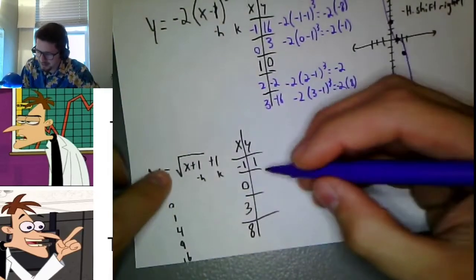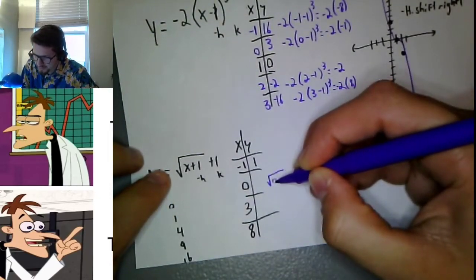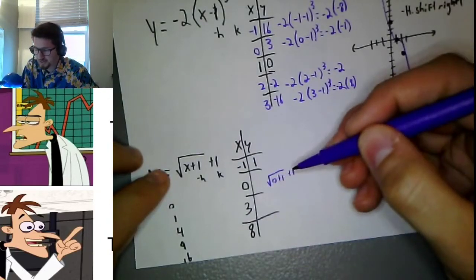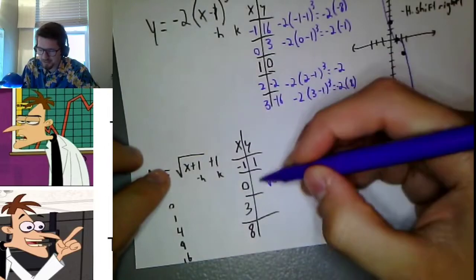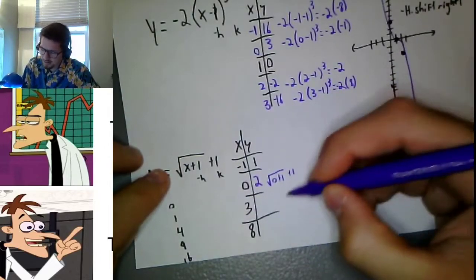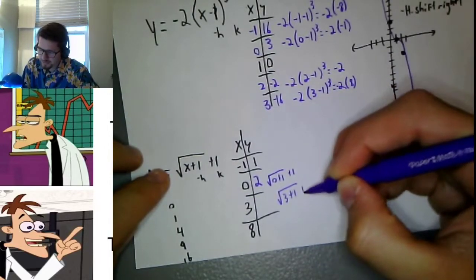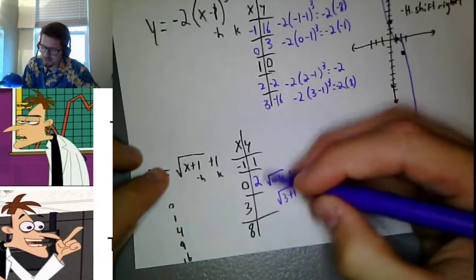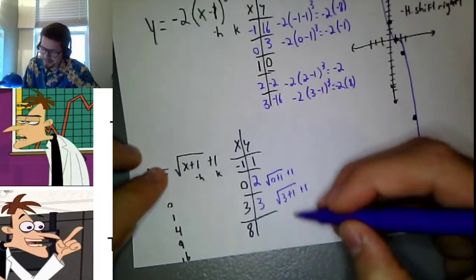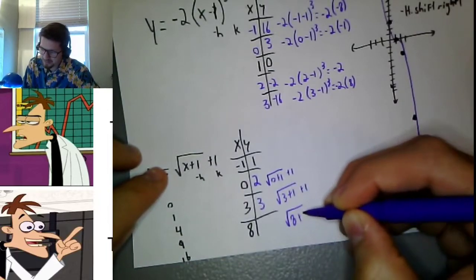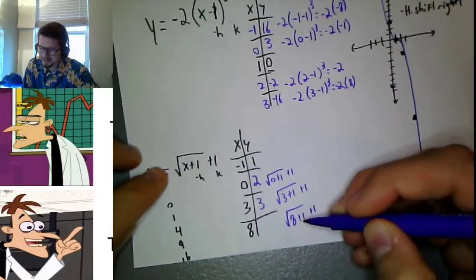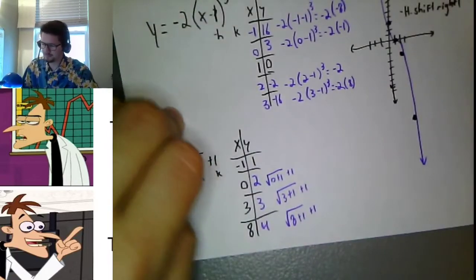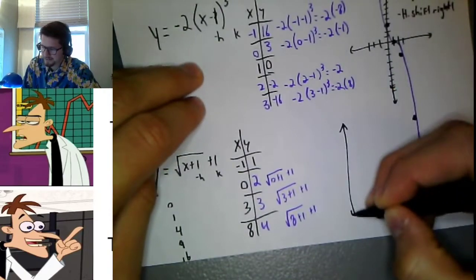So when I plug these in, I get the square root of 0 plus 1, plus 1. 0 plus 1 gives me 1. Square root of 1 is 1. 1 plus 1 is 2. If I do the square root of 3 plus 1, plus 1, 3 plus 1 is 4. The square root of 4 is 2. 2 plus 1 is 3. If I plug in my 8 here, the square root of 8 plus 1, plus 1, 8 plus 1 is 9. The square root of 9 is 3. 3 plus 1 is 4. Alrighty.